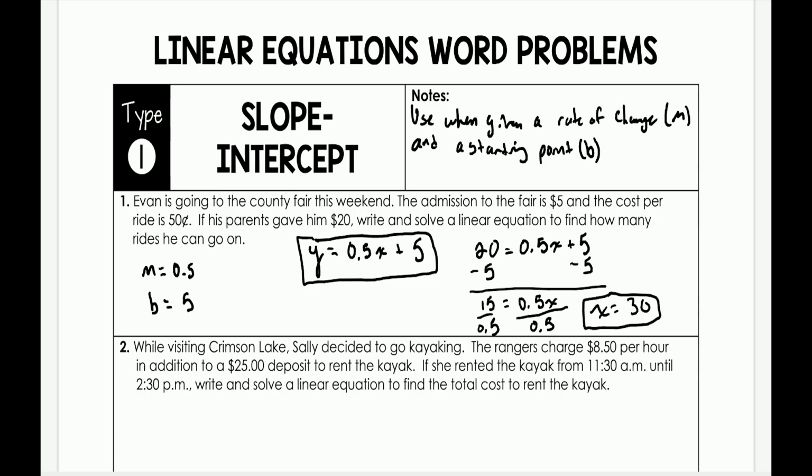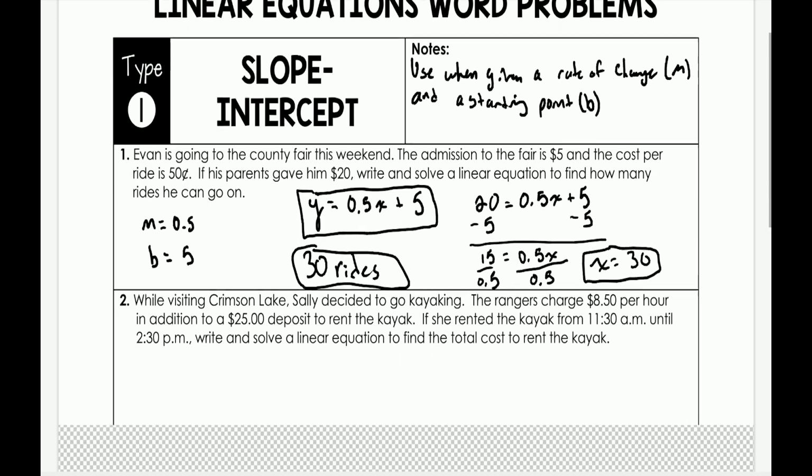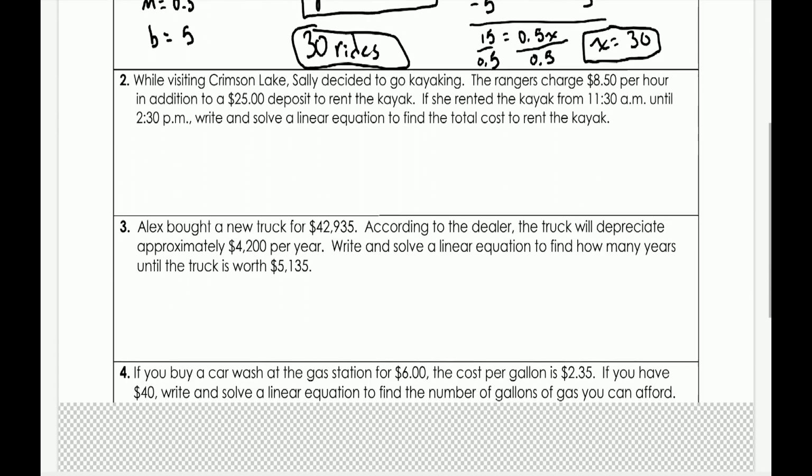Well, what did x represent? That's the number of rides. So we can answer this question by saying Evan is able to ride 30 rides. And that's the solution to number 1. Let's go ahead and move on to number 2.